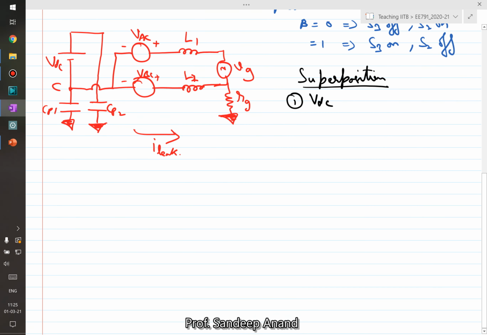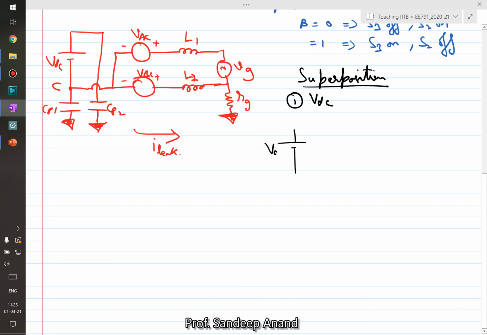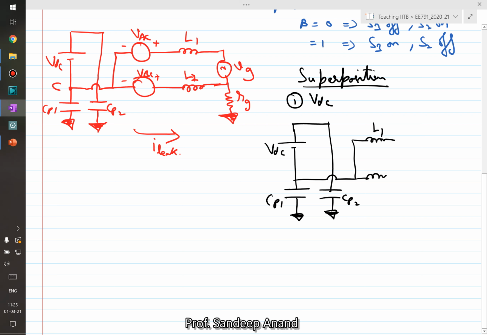In that case, the equivalent circuit would look something like this. There's a VDC, and then there is the cap CP1, CP2, and these two are 0, so it is L1 in parallel to L2, and grid voltage is also 0, RG going to earth.